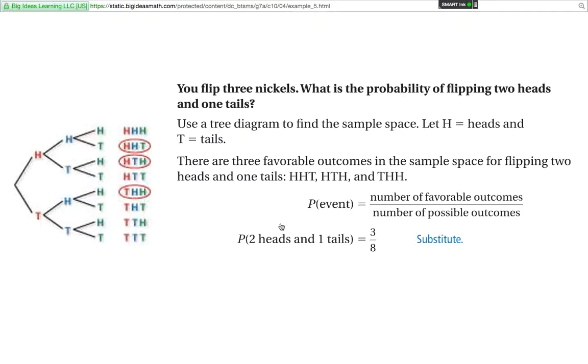You could also use the counting method, knowing that you have a 1 in 2 chance. So you get 2, 2, and 2. 2 times 2 is 4. 4 times 2 is 8. And then you just figure out that there's 8 total outcomes there.